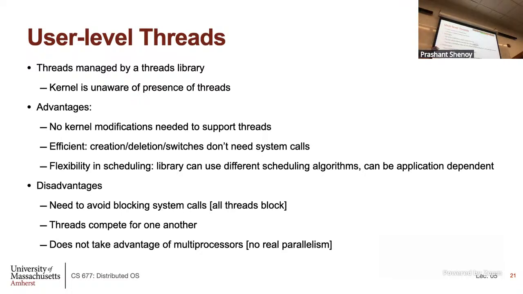Threads will compete with one another inside the process. And furthermore, you cannot take advantage of multiple cores because the process looks like a single threaded process to the OS. So it's not going to schedule that same process twice on two cores because it thinks it has only one thread in it. So you cannot take advantage of multiple cores. Even though you get concurrency benefits, you can't get parallelism benefits.